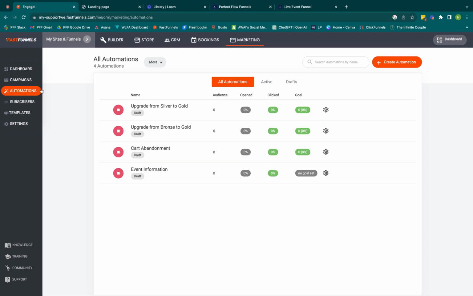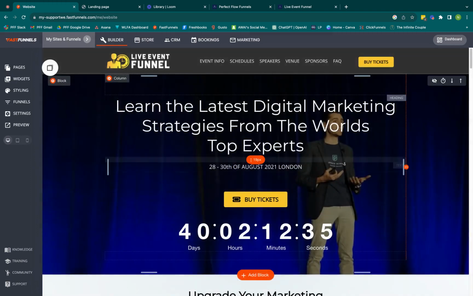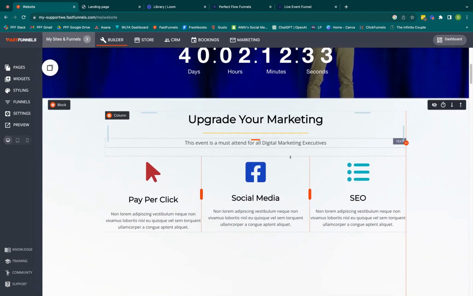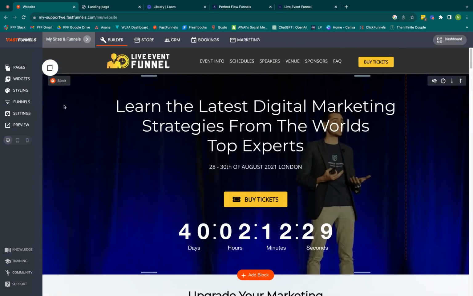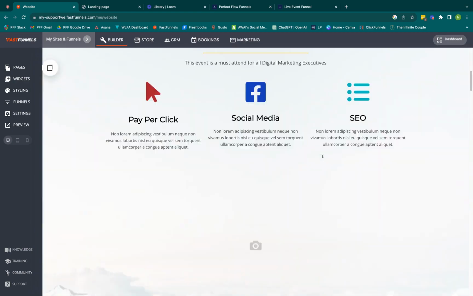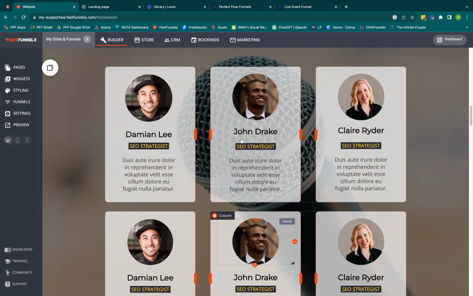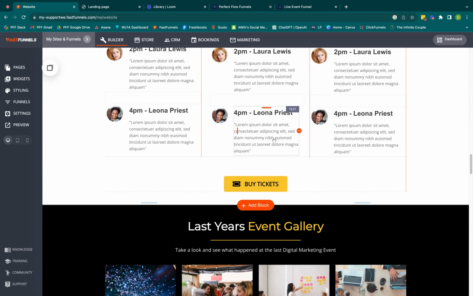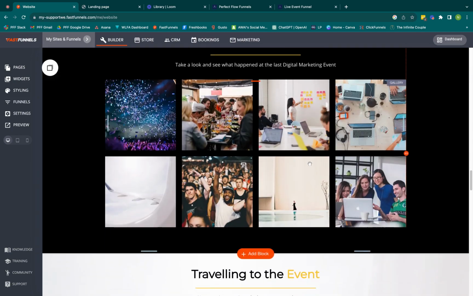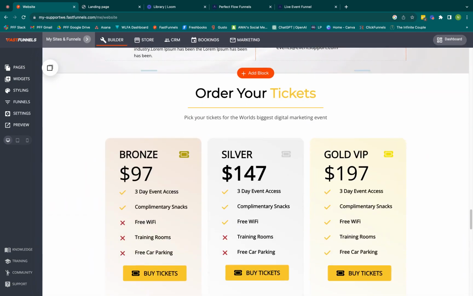The only thing that you would need to do is come in here and add your own copy, your own logo, and the things that are relevant to your business. For example, this is a digital marketing example, but if you were running a retreat, you would change this photo, you would change this wording, you would add your own speakers and things of that nature. So the framework is already built out for you. You don't have to create any of this from scratch. All you have to do is come in and add what is relevant to your business.